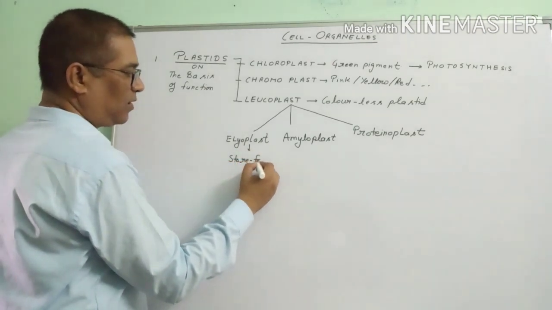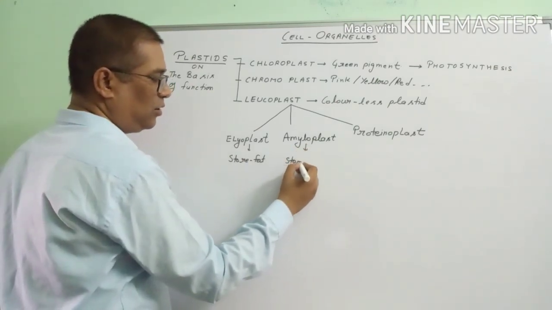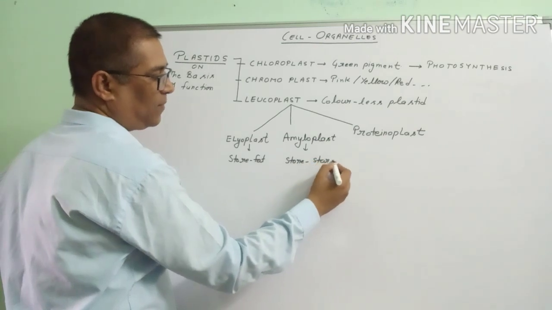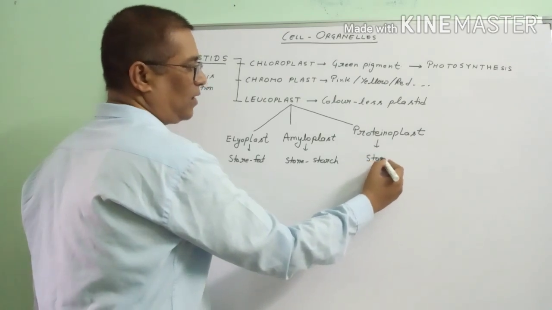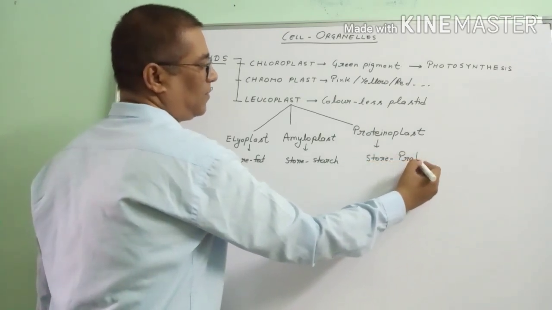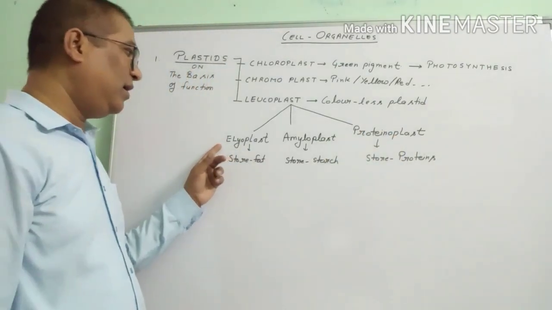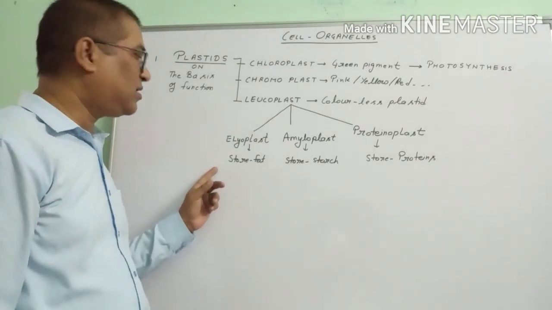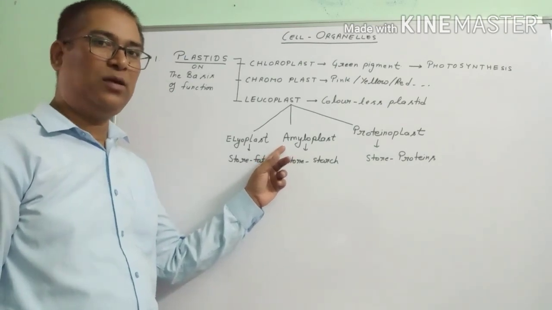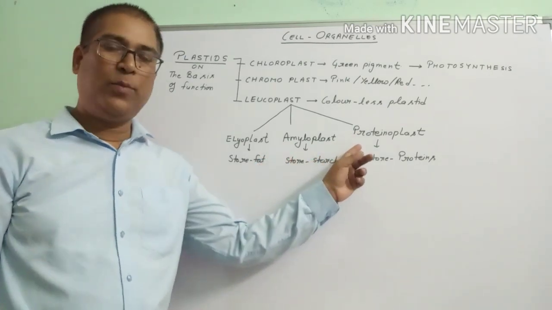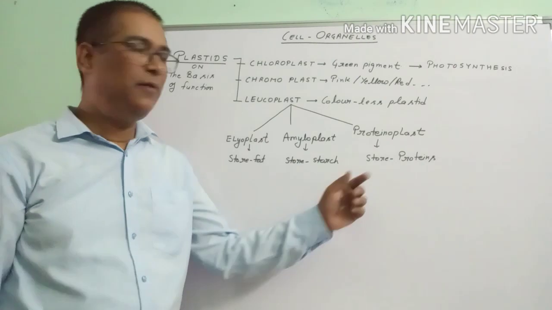Now, elaioplast stores fat, amyloplast stores starch, and proteinoplast stores proteins. Generally, elaioplasts are present in seeds and some roots, whereas amyloplasts are generally present in roots and some stems. Proteinoplasts are present in roots as well as seeds, maximum in seeds.